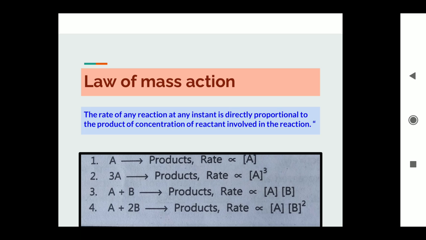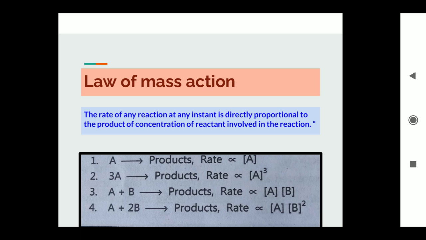See the first example, in a chemical reaction, A gives the product. So rate is directly proportional to the concentration of only A. Whereas in the second example, 3A gives the product. Rate is directly proportional to the concentration of A to the power 3. The coefficient of A becomes the power in the rate expression. The coefficient of A is 3, so it becomes the power in the rate expression: A cubed.